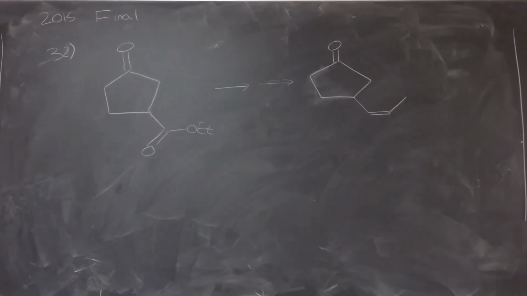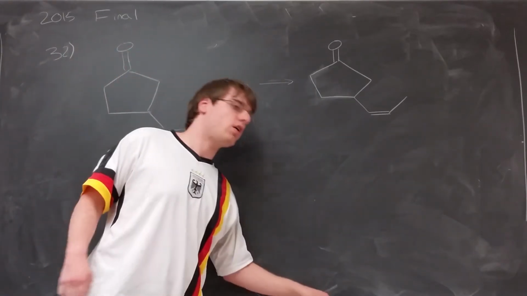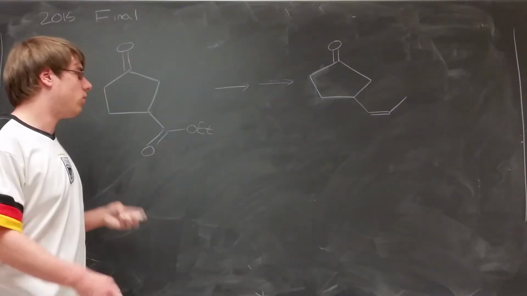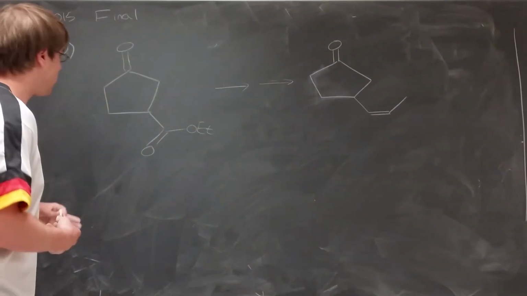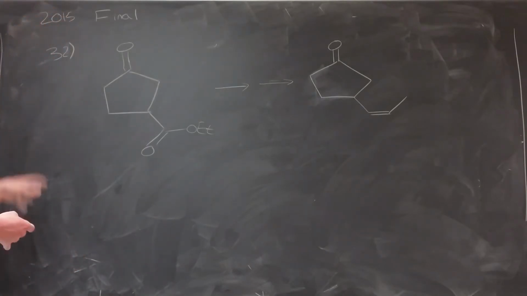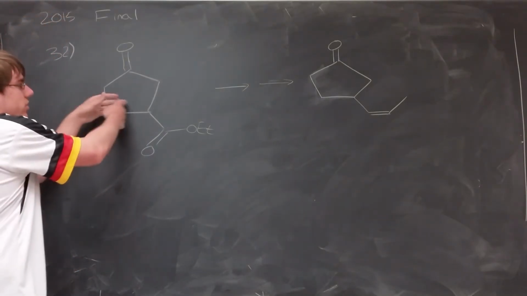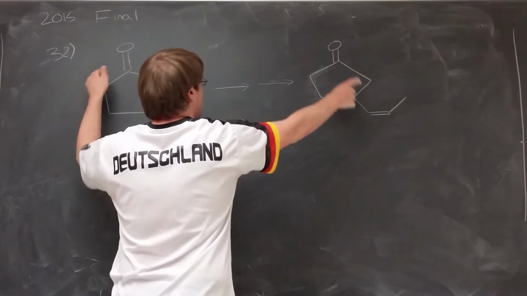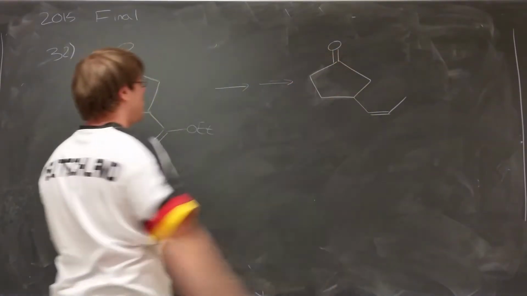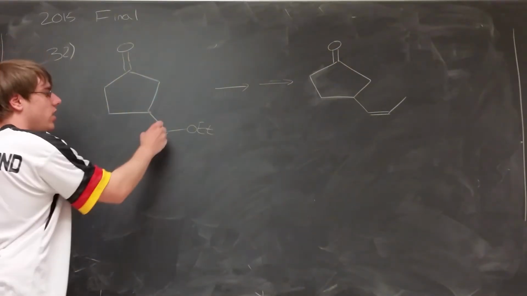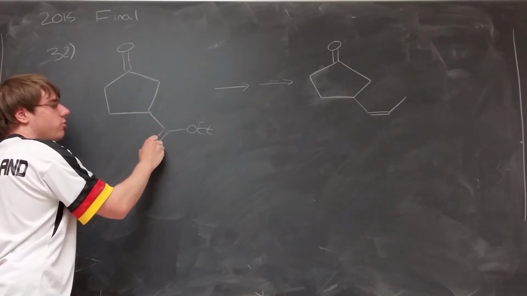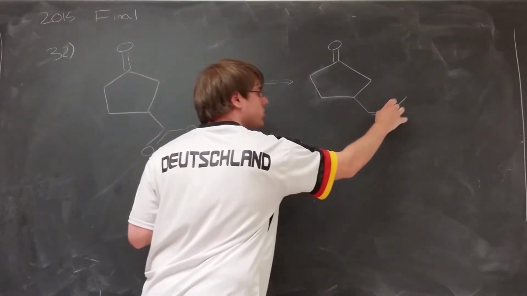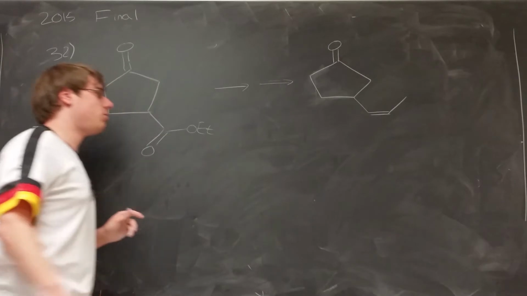Number 32 is a synthesis problem that requires you to use some old reactions from the second exam. So let's start by looking at what's the same and what's different. Well, we still have a 5-member ring between the two answers, and this carbonyl is untouched. All that changed is somehow we got this ester group to become 2 more carbons that are attached by a double bond.